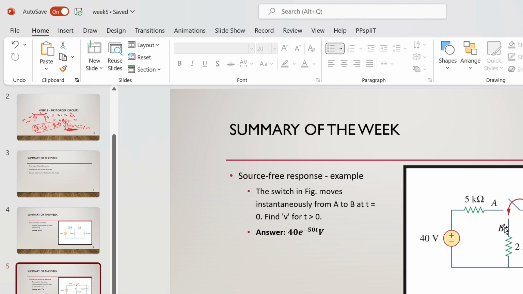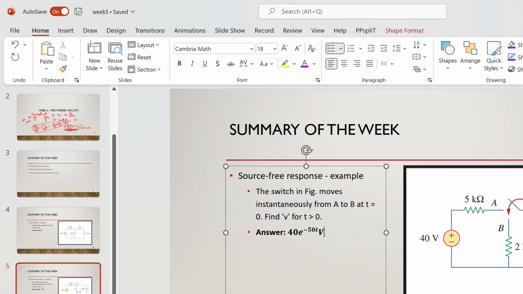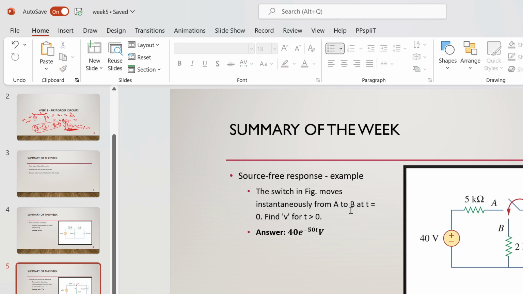So basically the question is: what will be the voltage V for time t greater than 0? The question is also written here. The switch in the figure moves instantaneously from A to B at time t equal to 0. So find the voltage V for time t greater than 0. How should I proceed in this case?